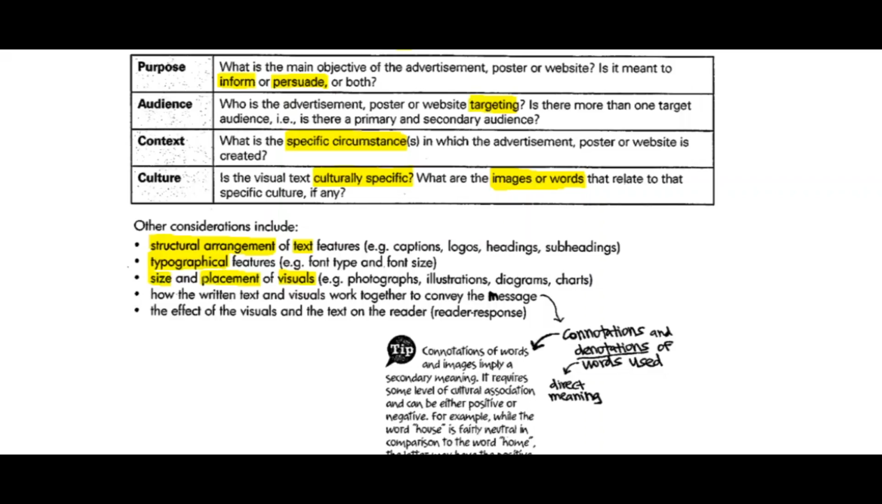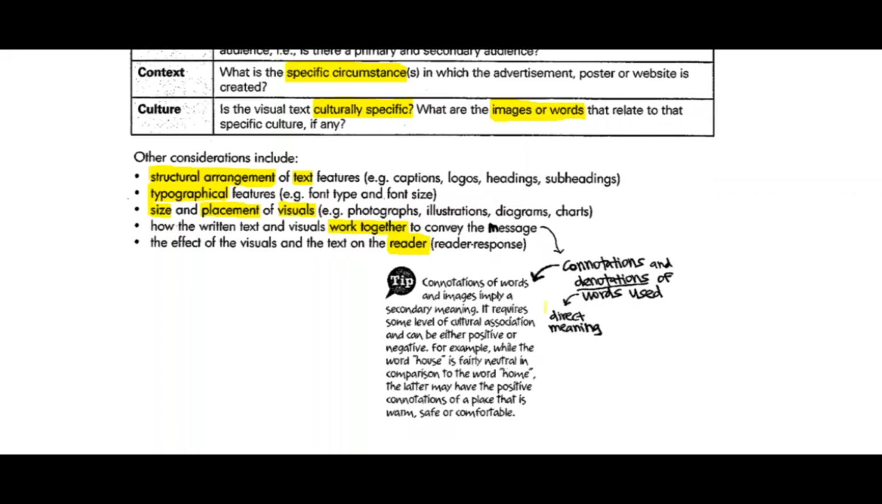And thereafter, you can also analyze how they work together, how the text and the visuals work together, okay, to convey the message. Okay, how do they interact with one another to be more effective in bringing the message across, right? And you can also analyze it from the point of view of the reader. Okay, someone who is reading it, what would his response be? Okay, so we call it the reader response, right?